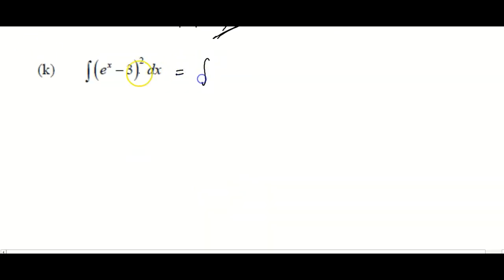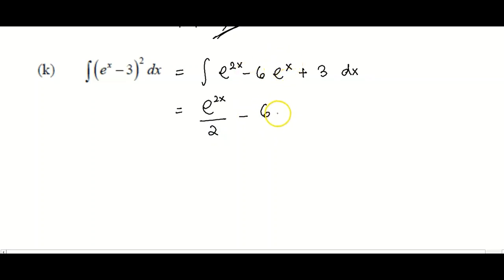For this question, I will expand it first. Expand e^x minus 3 multiplied by e^x minus 3, you got e power of 2x minus 6e power of x plus 9. Expand, and you have 3 separate terms. Now we're going to integrate term by term. Integrate e power of 2x, just copy down the exponential function and divide it by 2. Minus 6, just copy down because it's a coefficient. Integrate e^x, you have e^x. Integrate 3 with respect to x, you have a 3x. And don't forget to plus constant c.